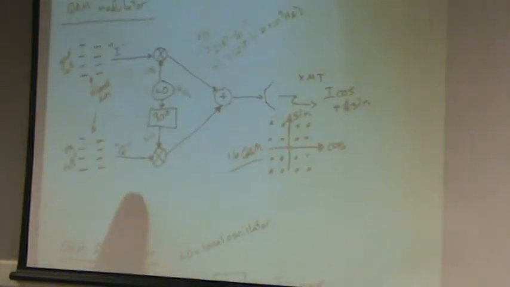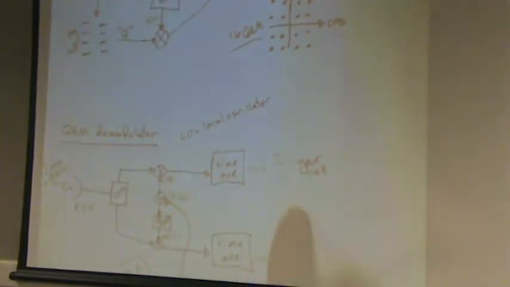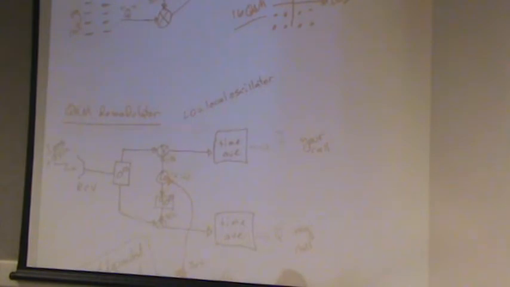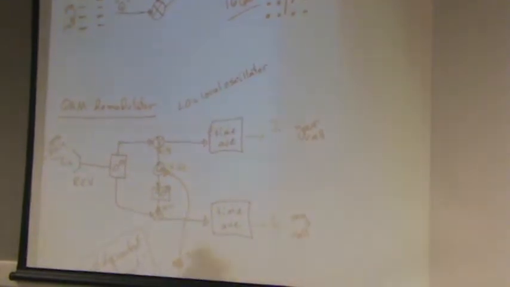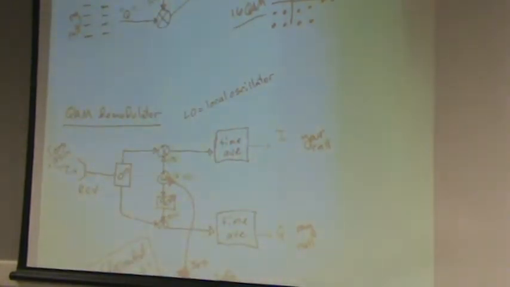But clearly, this guy's cosine has to match up with that one's cosine, right? Or otherwise, I'm going to swap these phone calls. Okay, so in a real system then, they don't send the carrier down a separate piece of cable. My receiver, the local oscillator is local to my receiver, and it has to figure out what the right phase is here. There are various schemes and algorithms for being able to do that, to set the phase.